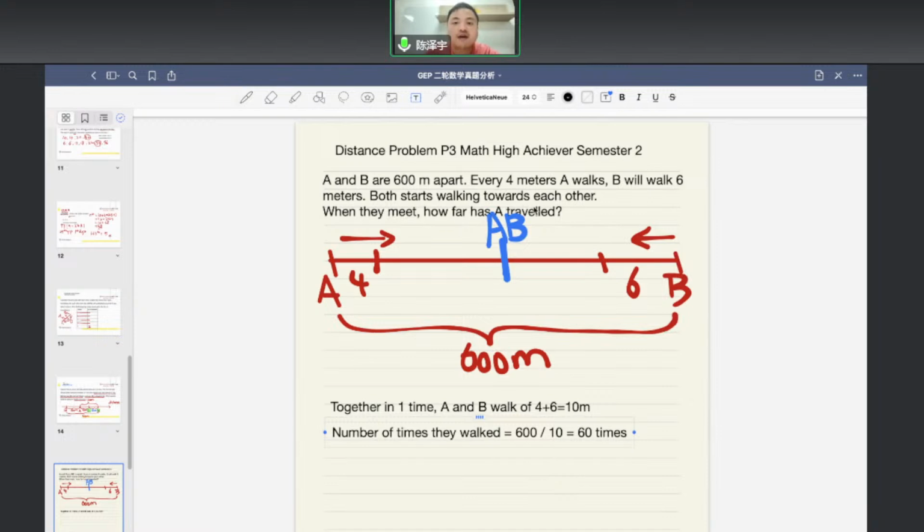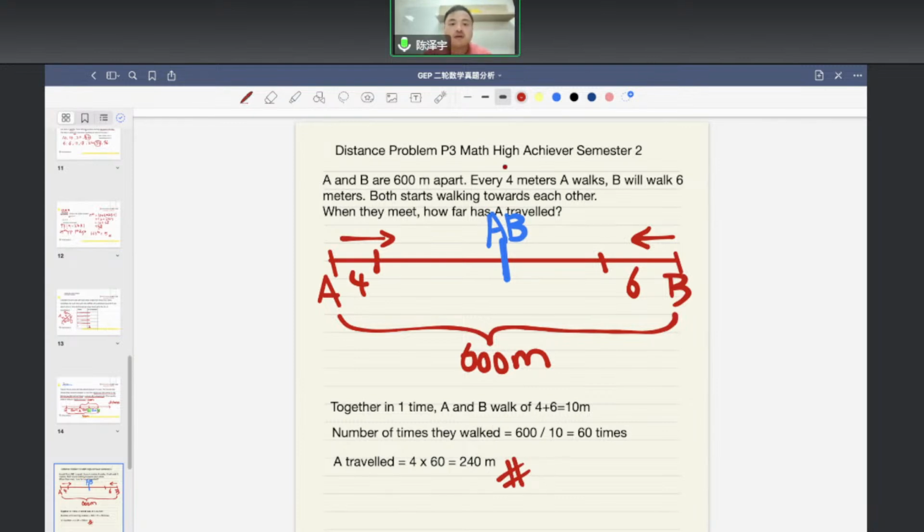So now I want to find how far A has traveled. To find A's travel, I know that each time A travels 4 meters. So 60 times will be 4 times 60, equal to 240 meters. So this is the answer, 240 meters.